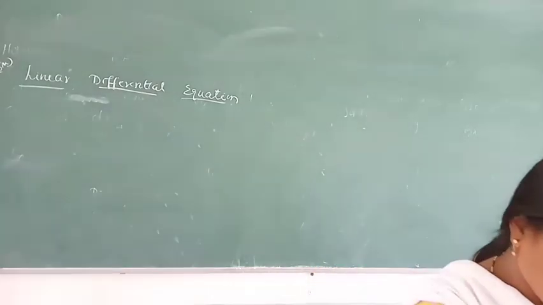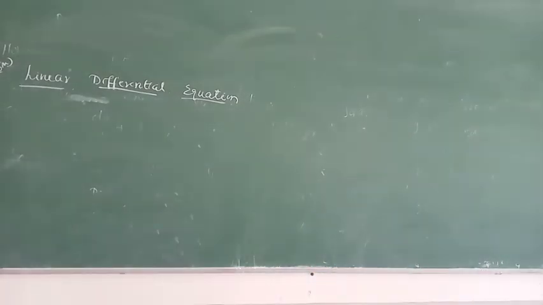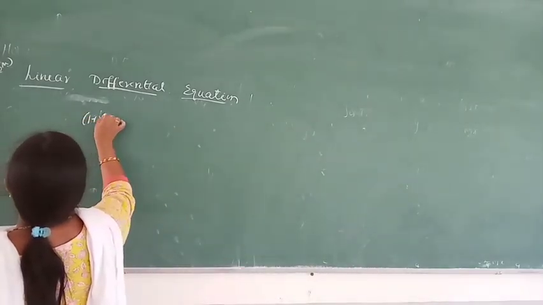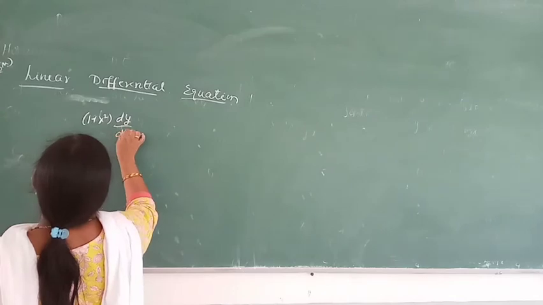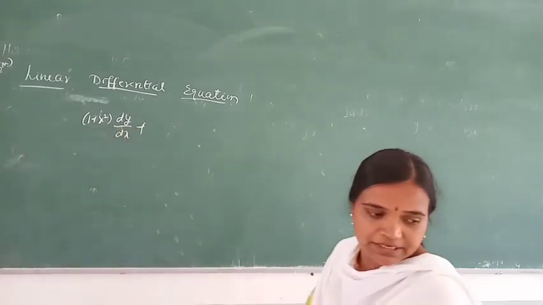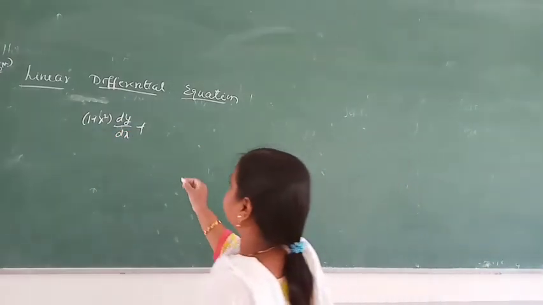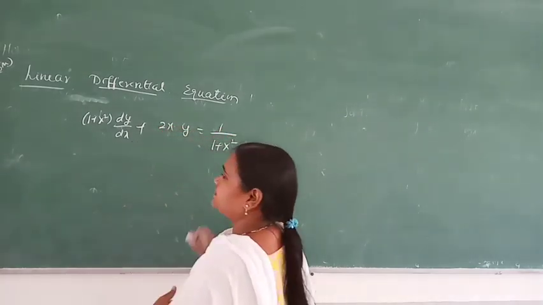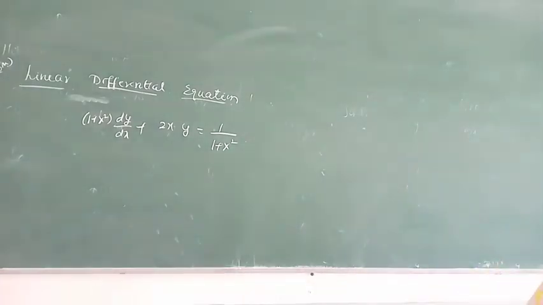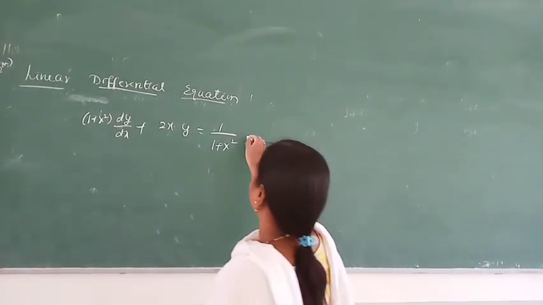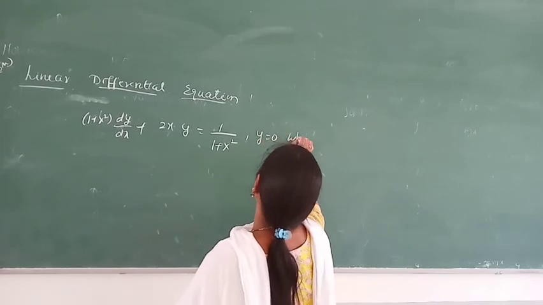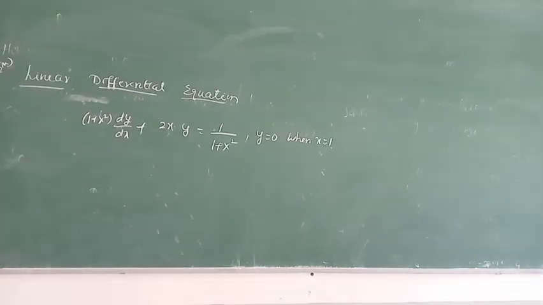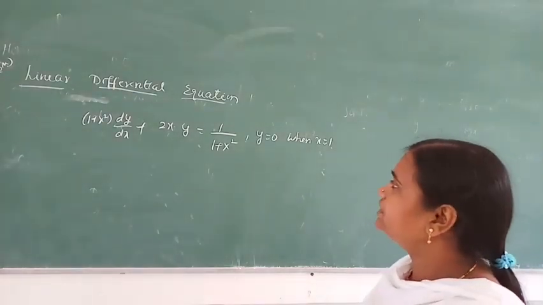Okay, next example. The next example is (1 + x squared) dy/dx + 2xy = 1 divided by (1 + x squared), and it is mentioned that y equals 0 when x equals 1. This is the given example.